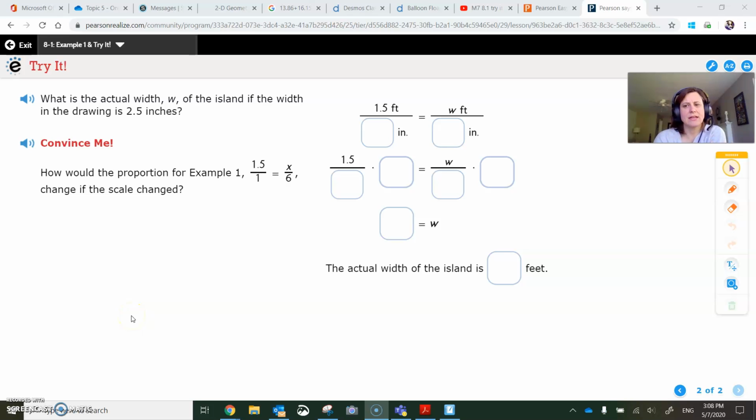This is a topic 8, lesson 1 example. This is example number 1. I think I might have already recorded this somewhere else because it looks familiar, but here we go.